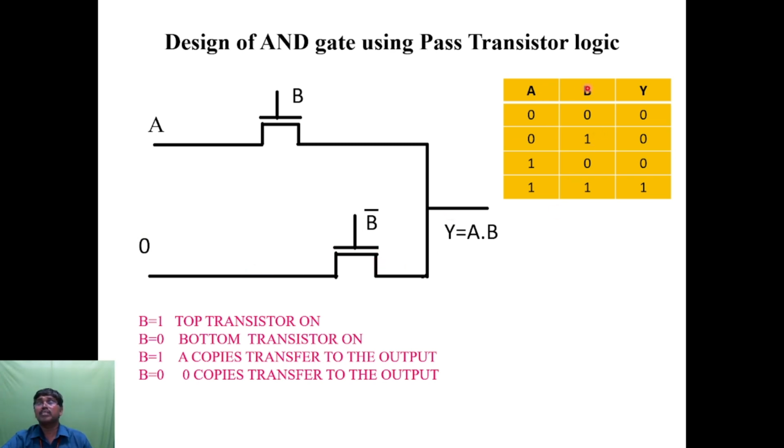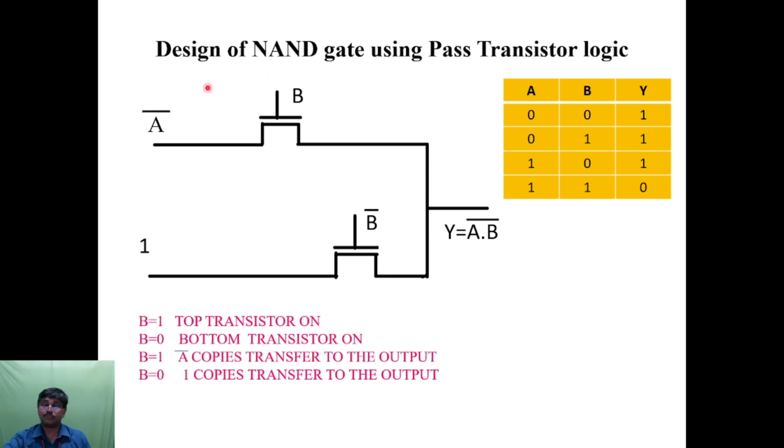So this is nothing but the truth table of the AND gate. By using the AND gate truth table, we have to design it using pass transistor logic. Here the number of transistors using pass transistor is just 2, so definitely we have reduced the gates, and definitely the speed will increase. Okay, this is the concept about the design of AND gate using pass transistor logic.